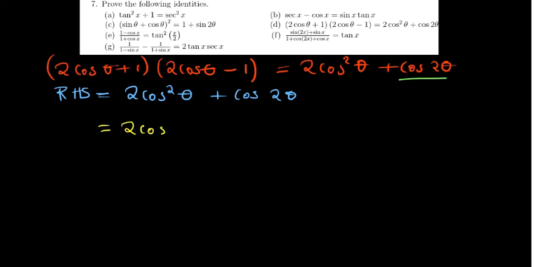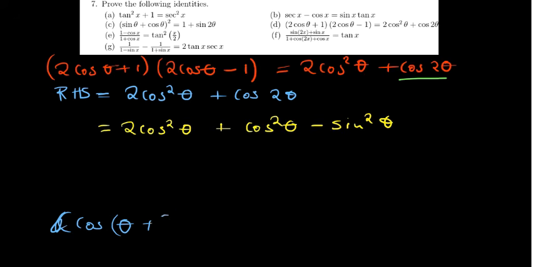2 cosine squared of theta, and then cosine 2 theta is the same as cosine squared of theta minus sine squared of theta. This is coming from the double angle identities, where you have cosine of theta plus theta. Okay, are we any step closer? Remember, we are only interested in the left hand side. We only have cosine visible, so we need to do away with the sine. I believe we can do something about it.